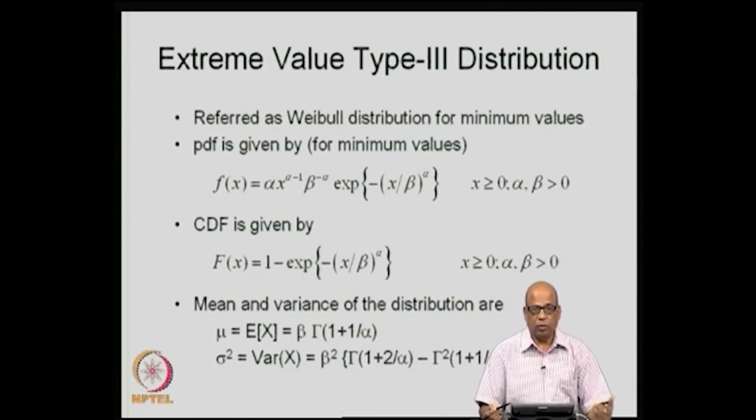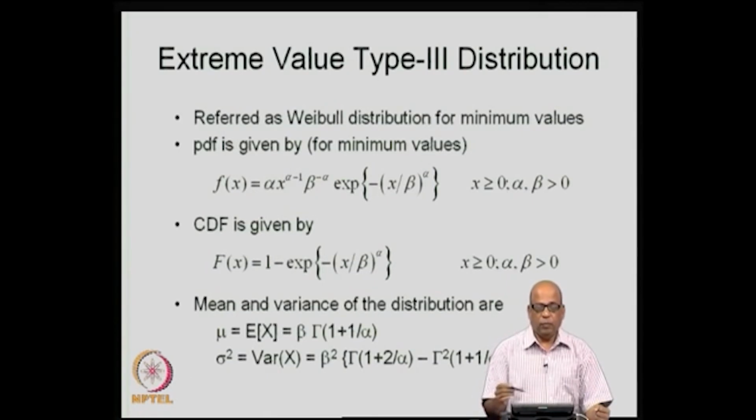Unlike the type 1 distribution, where the parent distribution will be unbounded on the side of the extreme, the extreme value type 3 is bounded, and is derived from a parent distribution which is bounded on the side of the extreme in which we are interested.